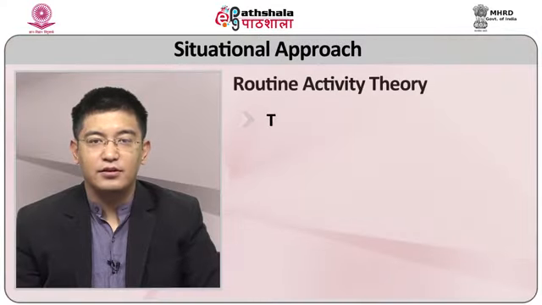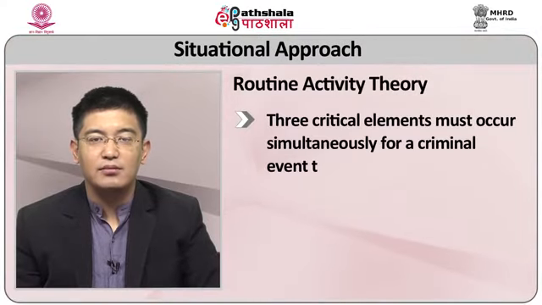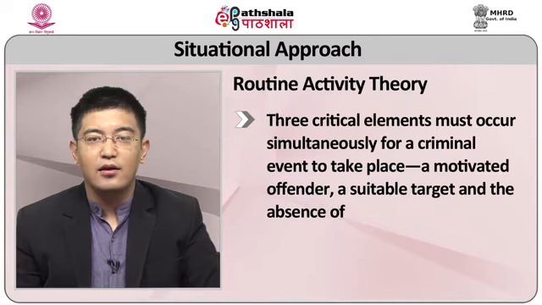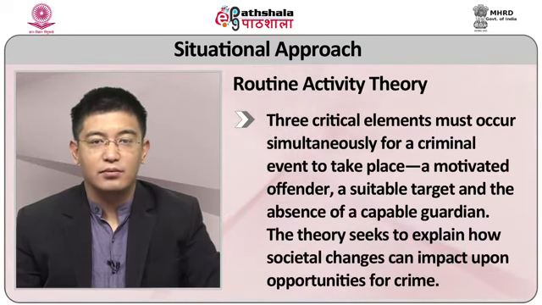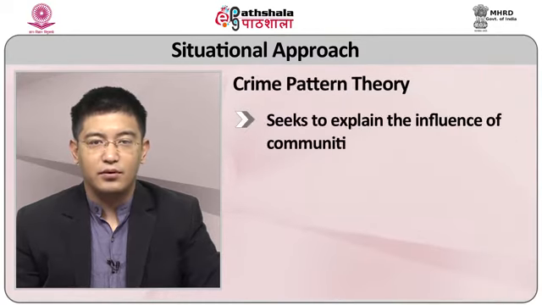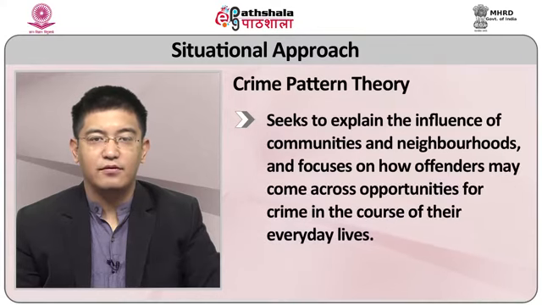Under routine activity theory, three critical elements must occur simultaneously for a criminal event to take place: a motivated offender, a suitable target, and the absence of a capable guardian. The theory seeks to explain how societal changes can impact upon opportunities for crime. Crime pattern theory seeks to explain the influence of communities and neighborhoods and focuses on how offenders may come across opportunities for crime in the course of their everyday lives.